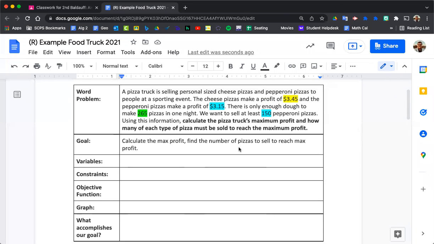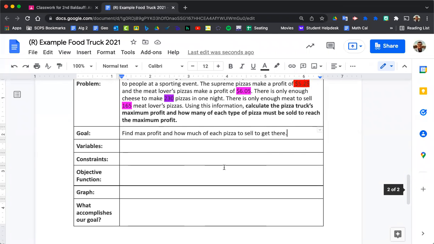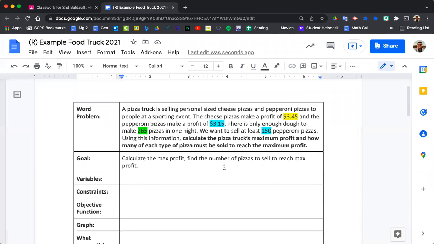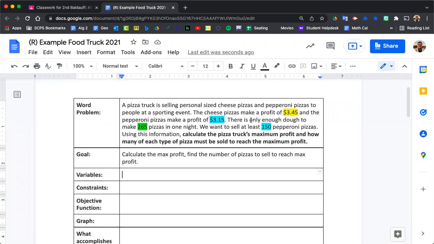All right, now that we've identified a goal for both of our examples here, we are going to go on and identify some variables. So if we look at this food truck problem, this first one, it has two variables. We have the cheese pizzas that we're comparing, and we also have the pepperoni pizzas we're comparing. We also have the profit we're going to deal with, but that's not a variable. That's just determined by how much we sell.